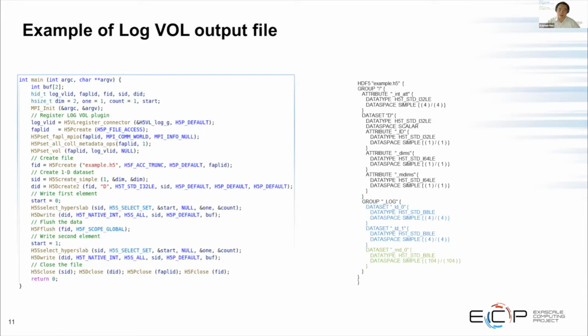Above is an example output file by a program that writes to a dataset twice with a call to file flush in between. Notice there are two datasets for data and the log structure, one for each flush. There's only one dataset for metadata since the metadata is only flushed once.